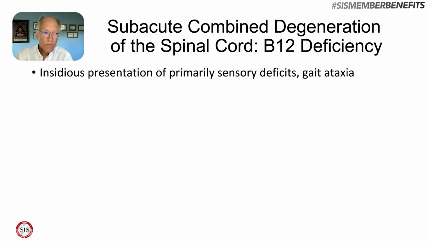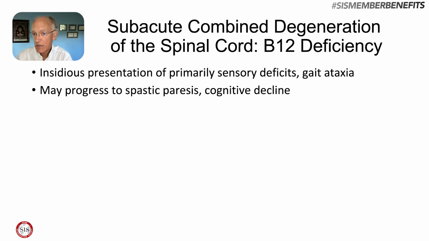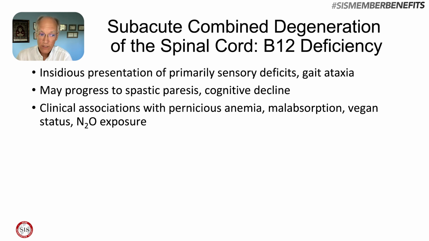So to summarize, subacute combined degeneration of the spinal cord is a disease of B12 deficiency. It has an insidious presentation with primarily sensory deficits and gait ataxia. It may progress, if undiagnosed, to spastic paresis and cognitive decline, so we want to make this diagnosis. Clinical associations are primarily pernicious anemia, malabsorption syndromes, vegan status, or nitrous oxide anesthesia or recreational use exposure.